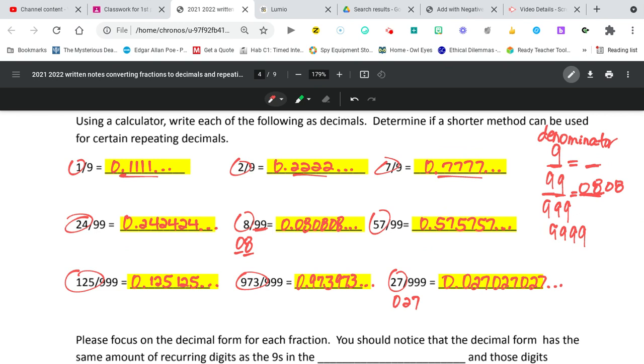If your denominator is 999, it's going to repeat in digits of 3. Just like this one, 125, 125. That's 3 digits. But when you get something like 27, that's only 2 digits, so we have to add a 0 in front to make it 3 digits, 027. Same amount of digits as the sequence of nines.